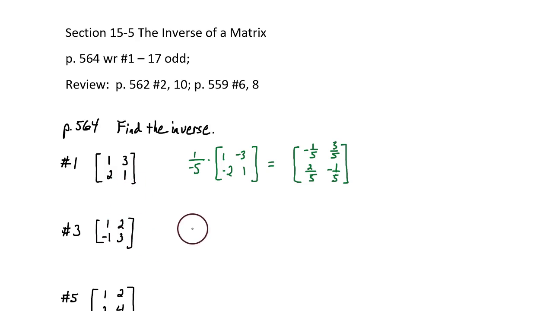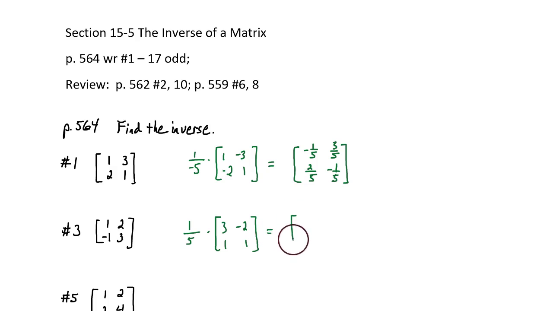This next one, to find the inverse, you go 1 over the determinant. So let's find the determinant. 1 times 3 is 3, minus negative 2. 3 minus negative 2 is 5. And then we're going to make a matrix with four numbers in it by switching these two. So 3 and 1, and then changing the sign on these two. Negative 2 and positive 1.